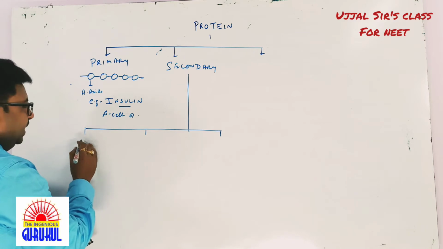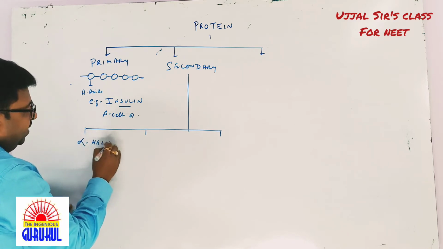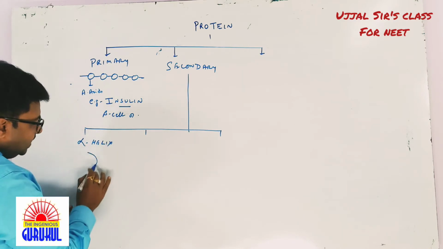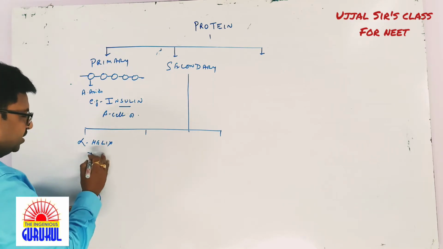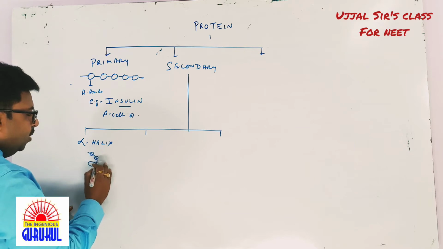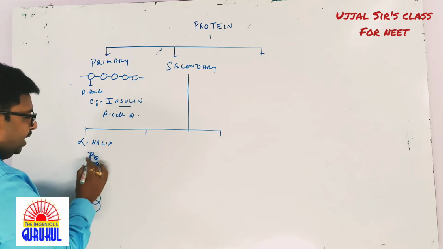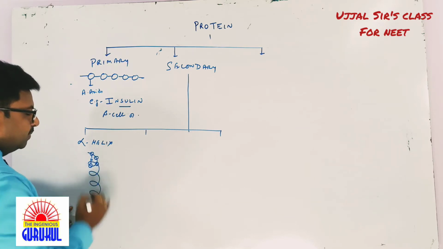Number 1 is alpha helix. Alpha helix means the same linear chain is present in a helical or spiral fashion, wherein the first amino acid is going to join with the 4th amino acid with a hydrogen bond.